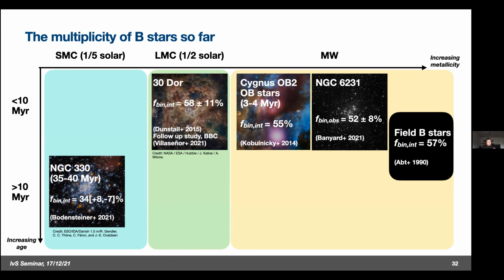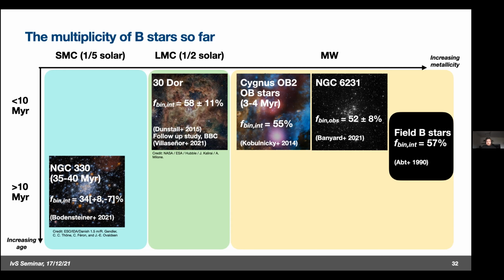Okay, so this bias-corrected binary fraction brings it in line with other bias-corrected binary fractions for B stars, both in and out of the galaxy. For example, we look at 30 Doradus, which is in the LMC, and Cygnus OB2, which is in the galaxy. We have similar bias-corrected binary fractions, and we also have a similar fraction for the field B stars as well. However, none of these are corrected for the SB2 bias, so these binary fractions could be higher.